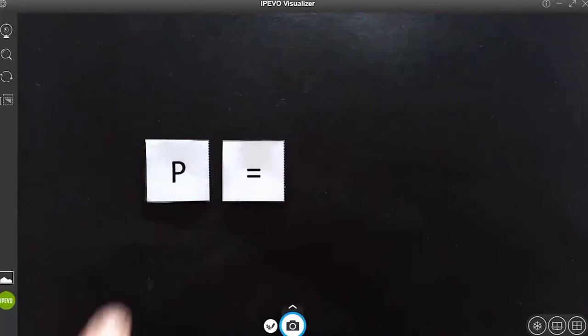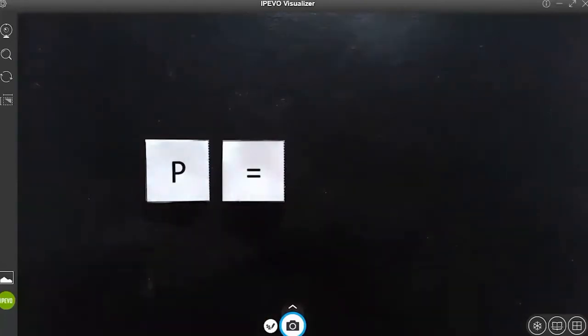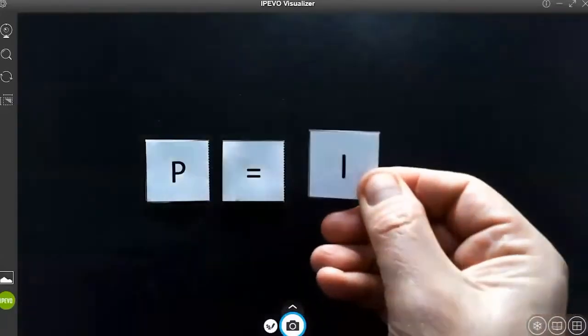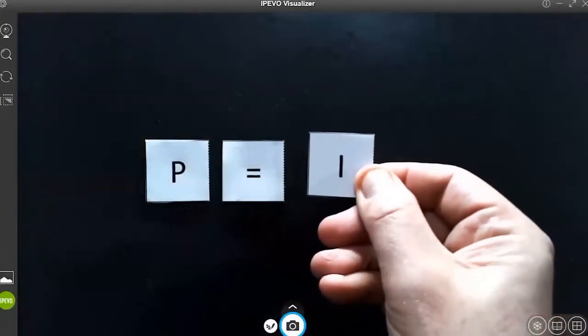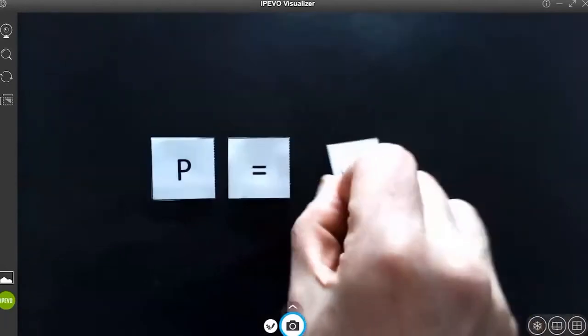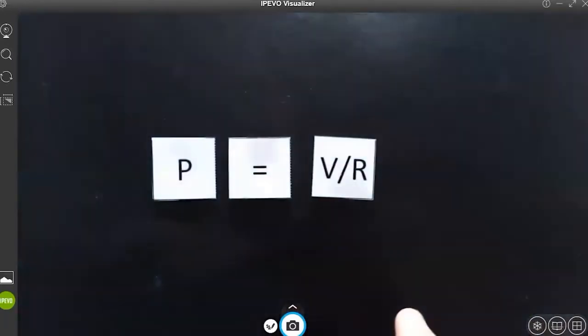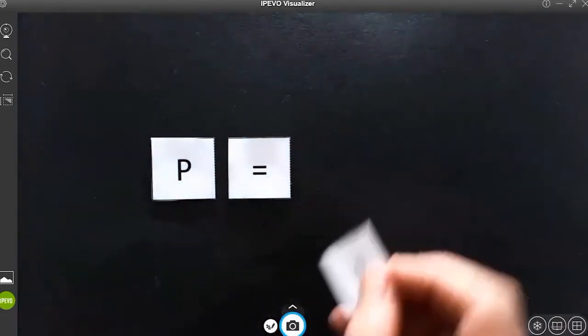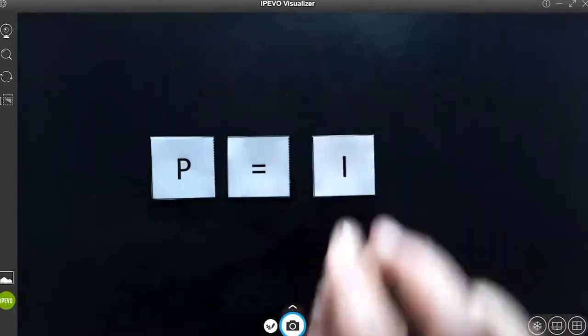We've got in front of us P equals, and then nothing. So what we're going to add are these cards. What I've done is on one side I've put I, and then on the other side is what it equals. So that's from rearranging V equals IR. So you'll remember from a couple of slides ago that I equals V over R. So that's going to be that one.